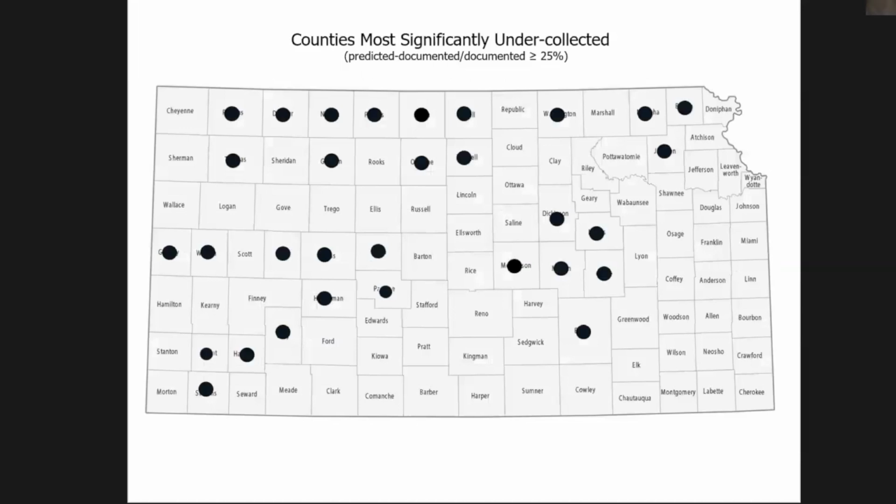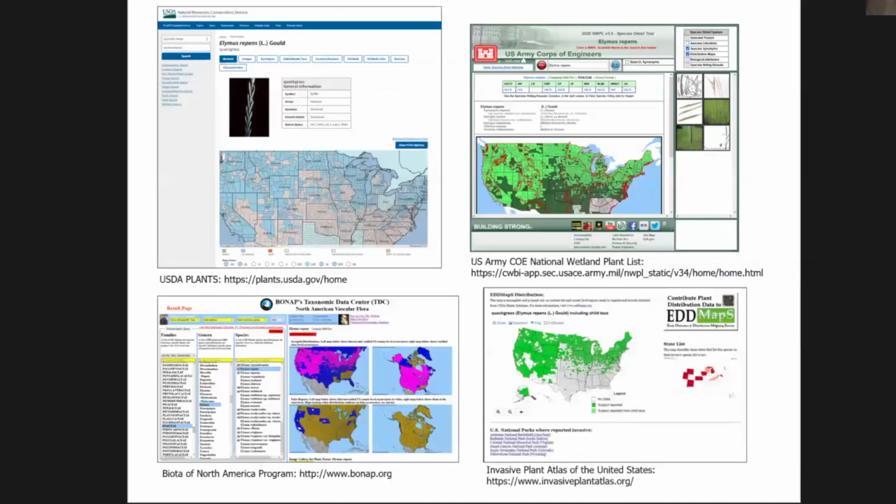So what does it look like in terms of the most significantly under-collected counties? They tend to fall out in the western part of the state. We haven't explored this really carefully, but it's probably in a lot of areas that have heavily converted agricultural lands. But we were surprised to see west central Flint Hills, Ark River lowlands is another area, and the glaciated region up in the north central part of the state. So if I were going to focus on additional surveys, I'd probably focus on those areas.